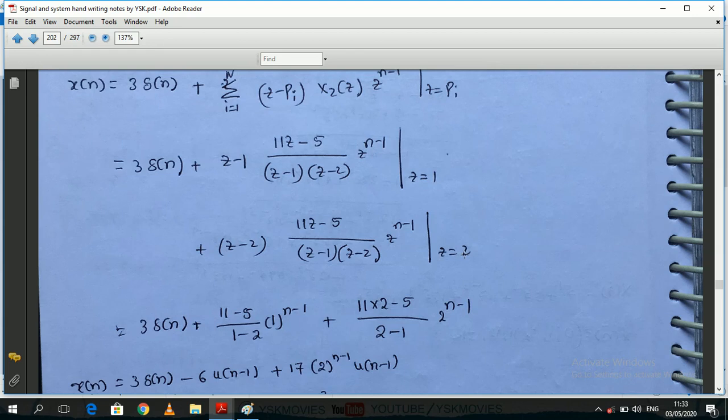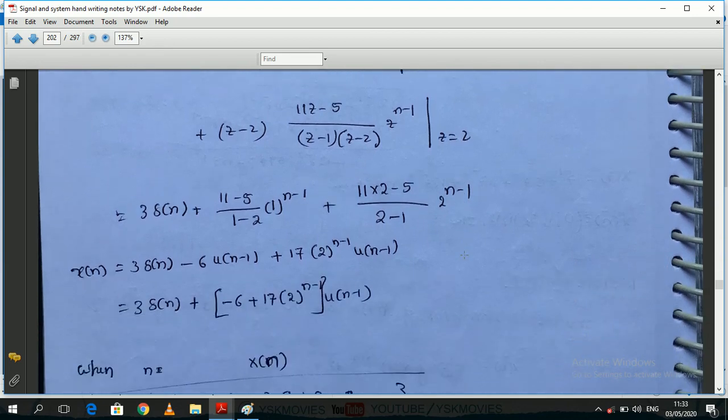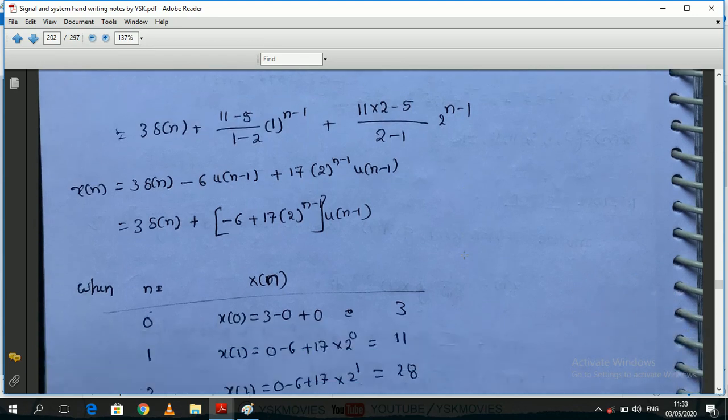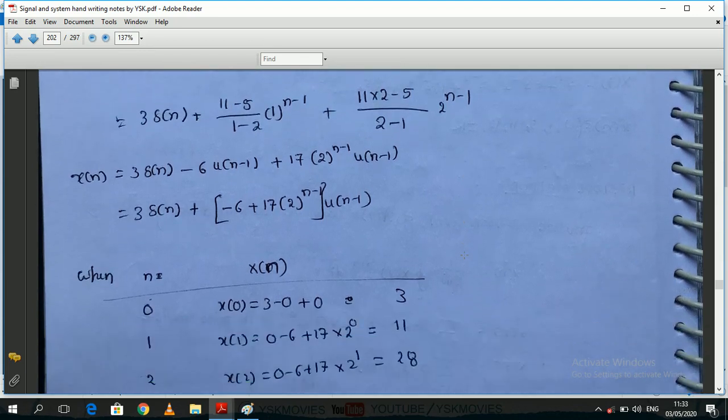Next, just come to the next. So you just pause it and observe, and you could understand. So finally we get the values like this.